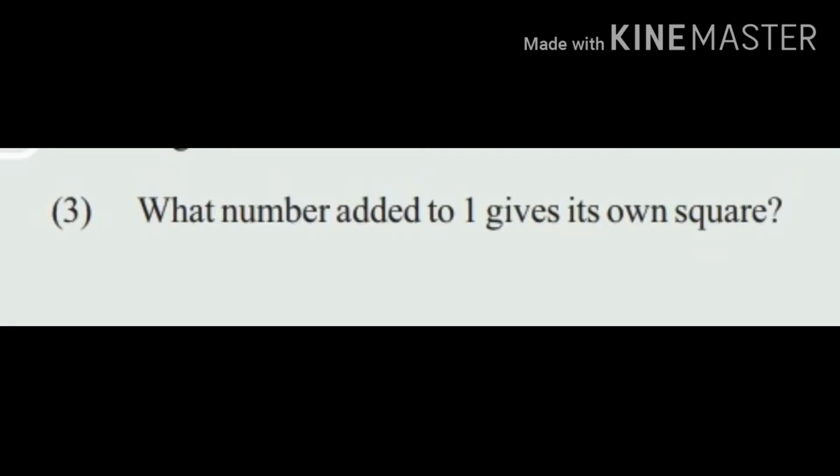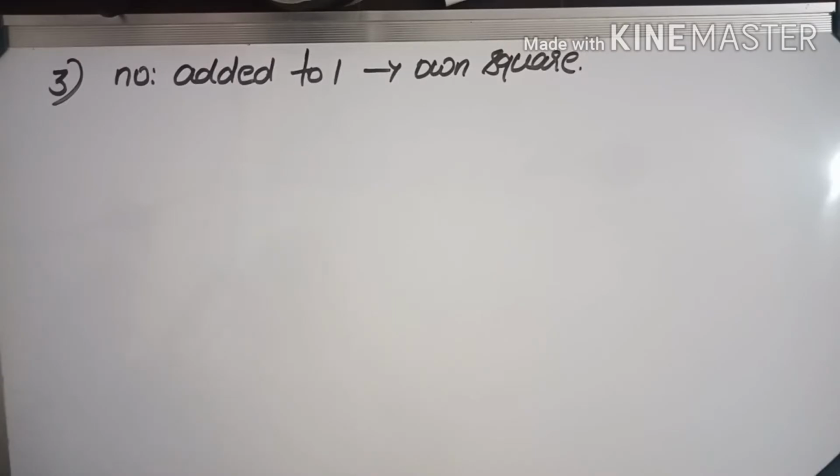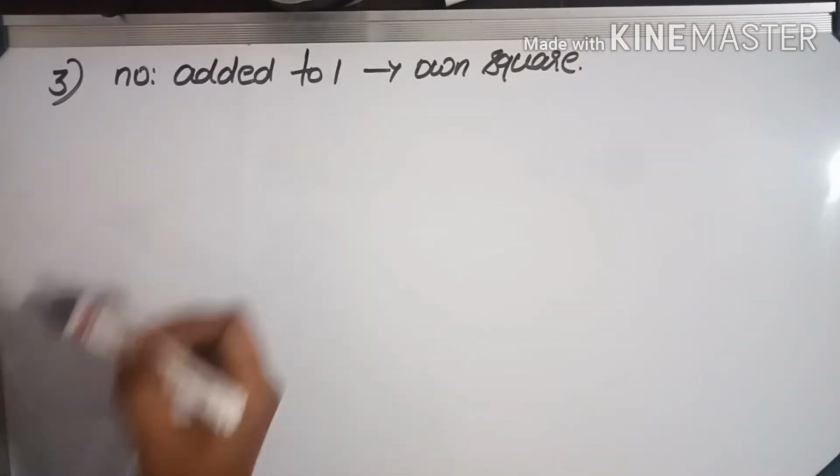Okay. Next is question number 3. What number added to 1 gives its own square? In this question, we have to add 1 to a number.